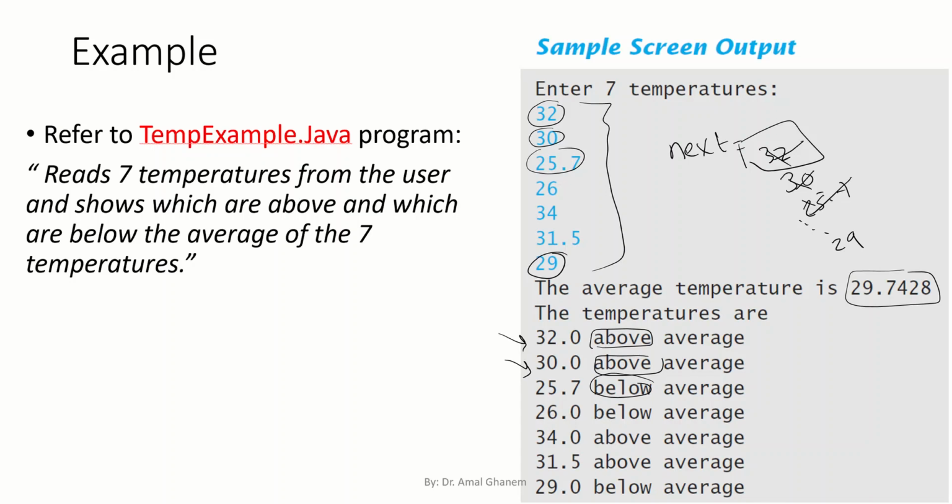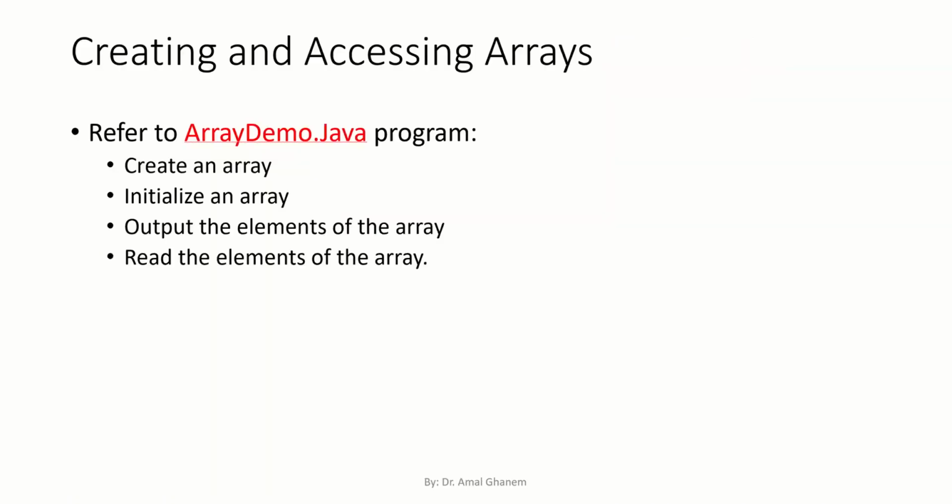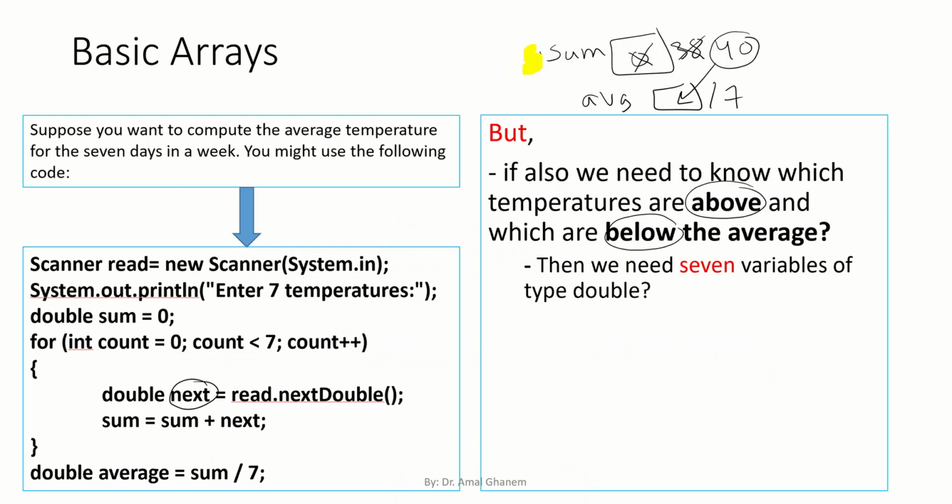Which means that I should have a way such that if I'm reading 7 numbers, if I'm reading 800 numbers, whatever the length is, I should have a way to easily save these numbers for me. So whenever I need them, I can go back and do some calculations, some comparison. And that's why we need what we call arrays.